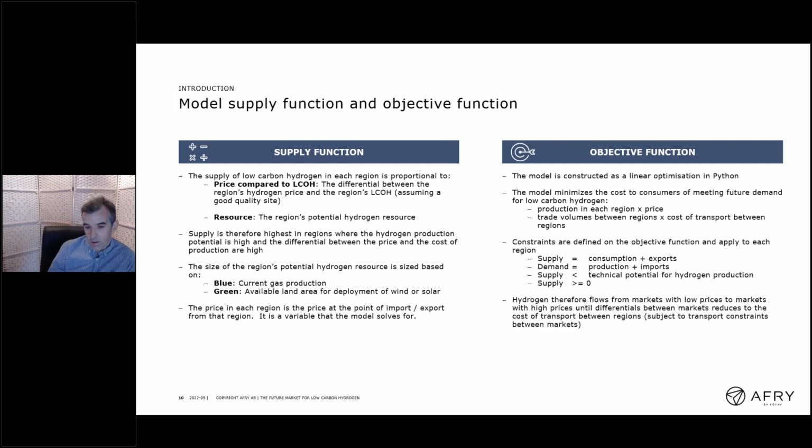We have some constraints on the model which I won't go through, but they are very self-evident. But the result of the tool is that what the optimization does is move hydrogen from places where it is cheap to produce to places where it is more expensive to produce, so that we get an overall balance and we're meeting demand in a least cost manner.